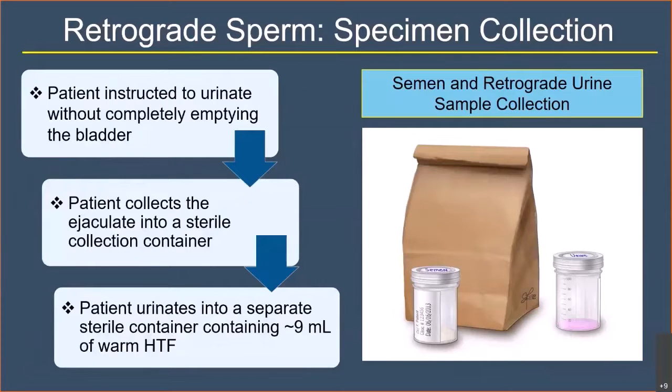So retrograde sperm, the specimen collection. The first and most important instruction to be given to the patient is that they will need to collect at the lab. And when the patient is in the lab, the important step is to instruct the patient to urinate without completely emptying the bladder. So partial urination, followed by collection of the ejaculate, which is collected in the container marked semen. Then he will collect a sample post the orgasm and the ejaculation in this container, which is marked urine and has the pink HTF, which is 9 ml of warmed up HTF, which was kept in the incubator for 20 minutes.